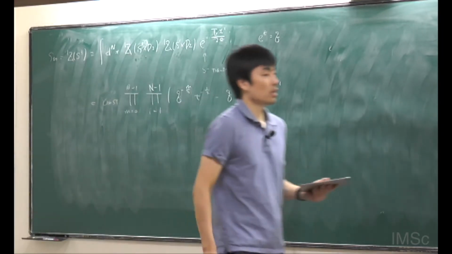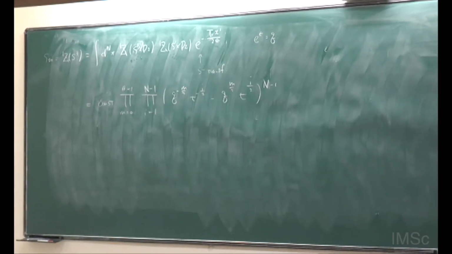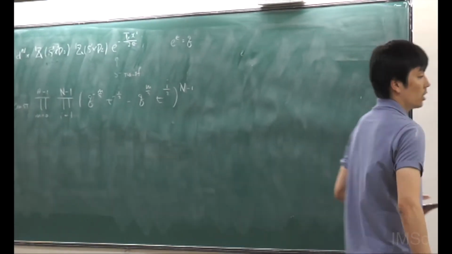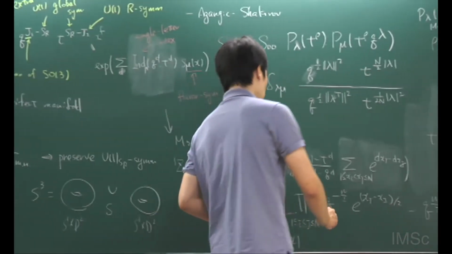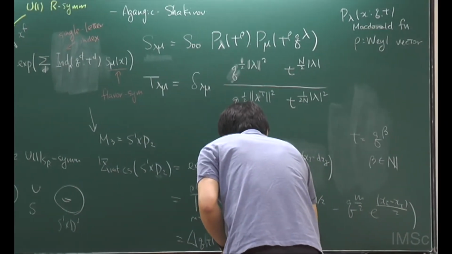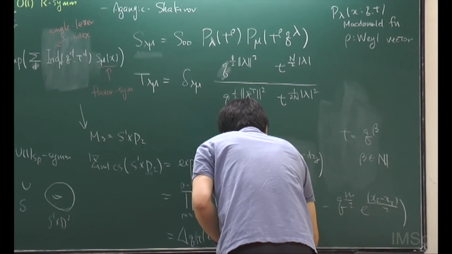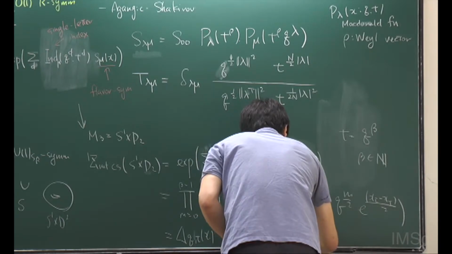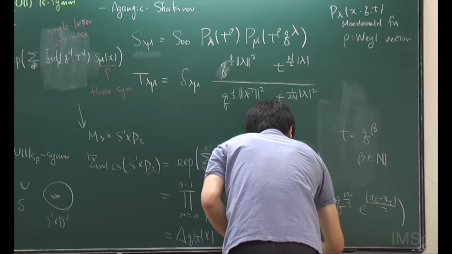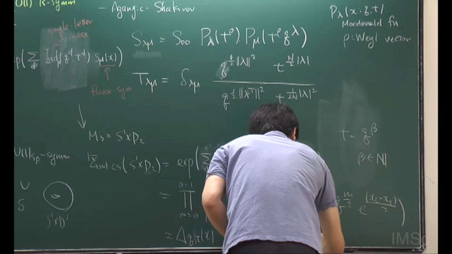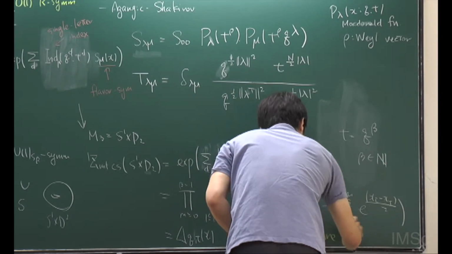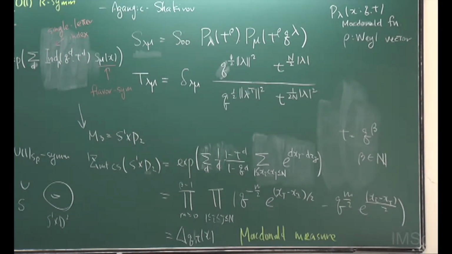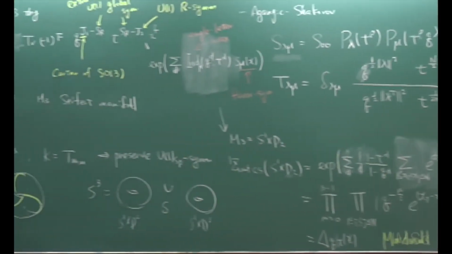In particular, this delta of q, t is actually called the Macdonald measure. I will explain later what the Macdonald measure means, and the reason why you get this one.